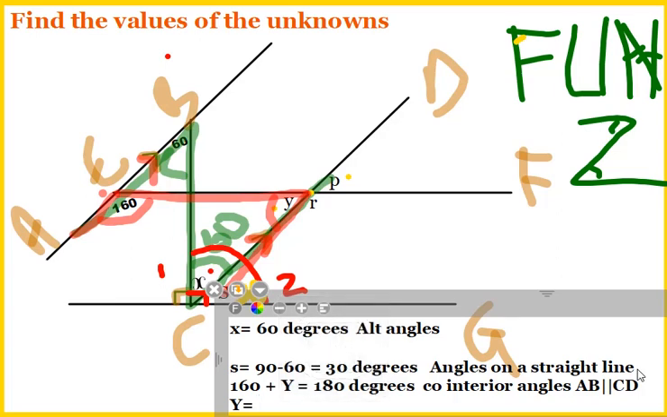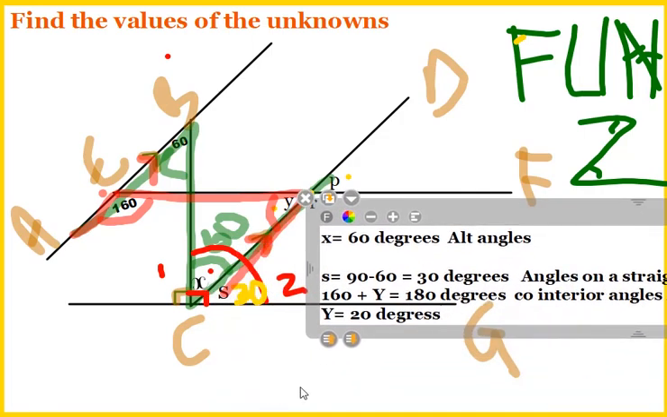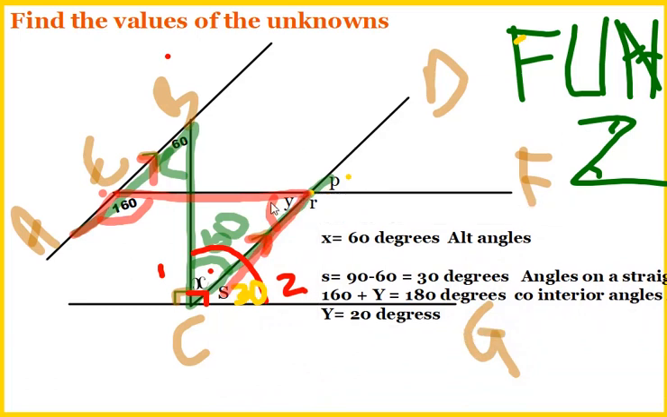So 180 minus 160 is 20 degrees. So we have that our Y is 20 degrees. And so let's move on. So now we have Y as 20 degrees, and we say that Y is going to be equal to P because of vertically opposite angles. So our P is also 20 degrees.